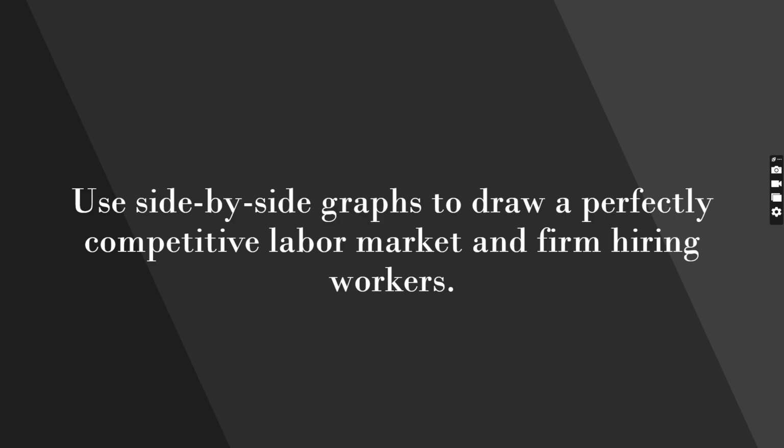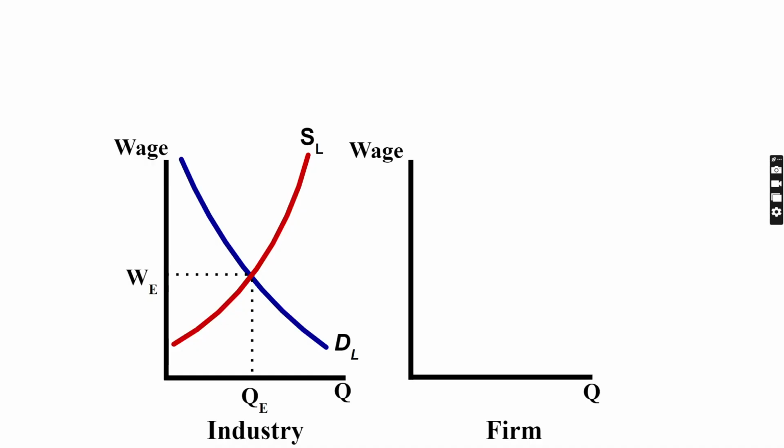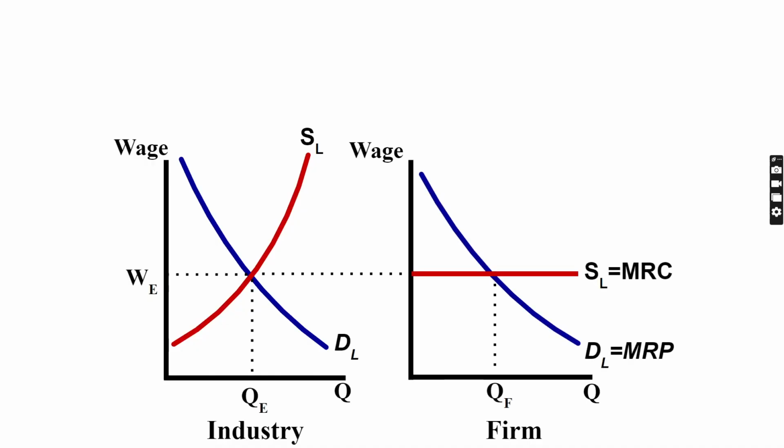And so now you'll see lots of questions if it talks about graphing factor markets, where you're going to have to draw side-by-side graphs for a perfectly competitive labor market and a firm hiring workers in that perfectly competitive market. And so we're going to draw side-by-side graphs. So new graphs. We have our supply and demand for labor in the labor industry, in the factor market. We have the equilibrium wage rate, and we have the quantity of labor in the market.